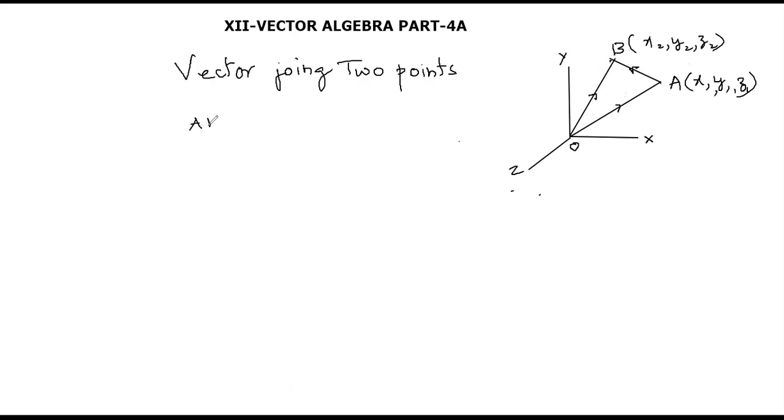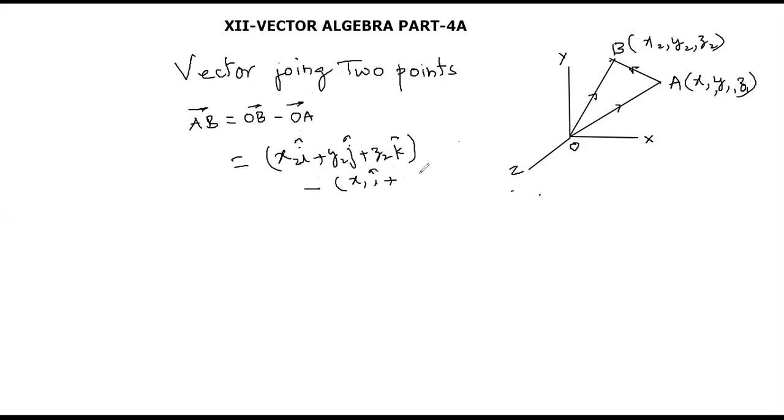So I told you, if you remember, vector AB is equal to position vector of B minus position vector of A. So vector AB will be equal to OB minus OA. And vector OB, what is vector OB? x2 i plus y2 j plus z2 k. This is the position vector of B, minus the position vector of A, x1 i plus y1 j plus z1 k.